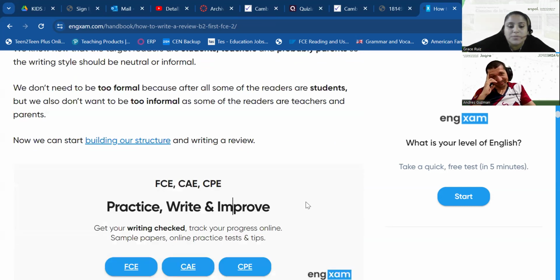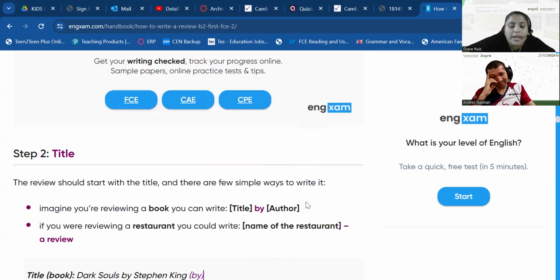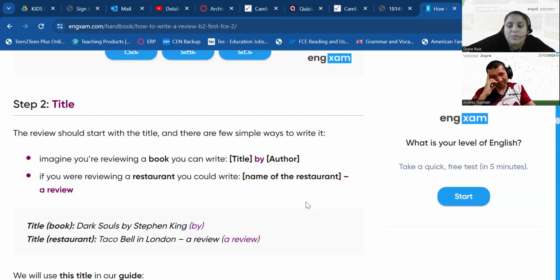¿Cómo haremos esto? Aquí está, step 2. Entonces, primero, we identify the three things. The audience, what we need to describe and what we need to discuss. In step number 2, we're going to talk about the title. The review should start with the title. And are there a few simple ways to write it? Yeah, these are simple ways.